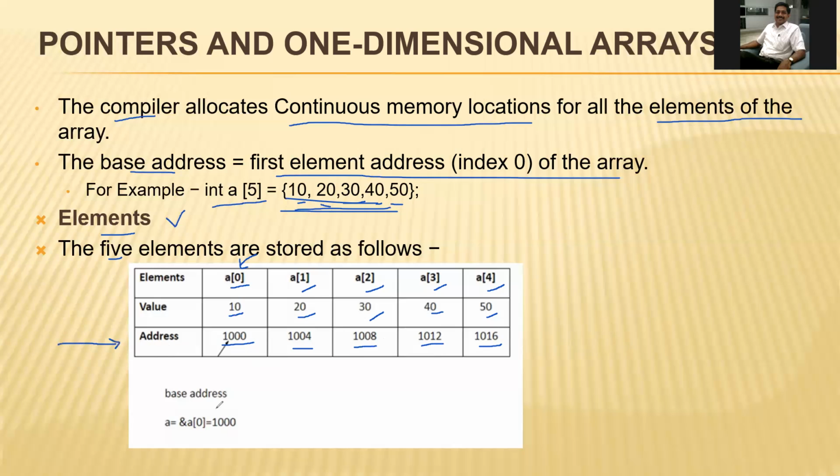These addresses are just given here. But which is the base address? The first address, that is 1000, that is the value. Ampersand of A is 1000. Ampersand of A[0] is the same. This is the base address. So base is 1000.